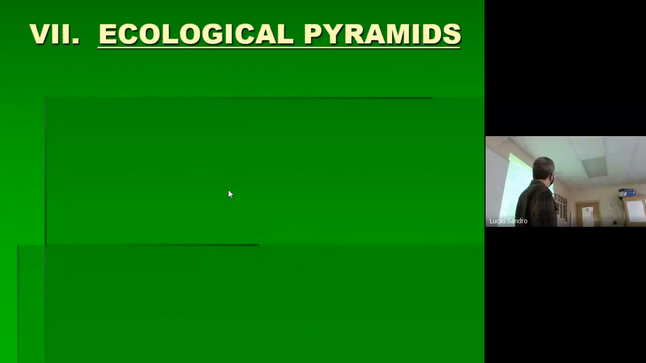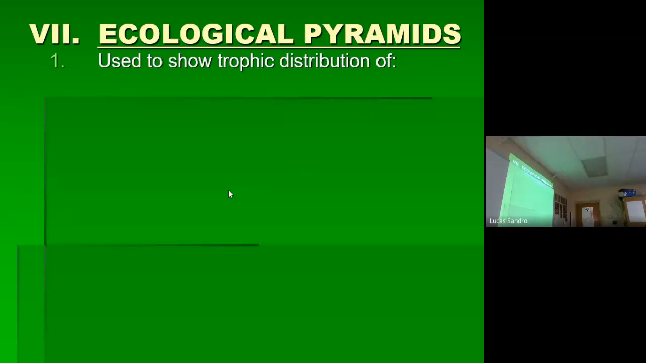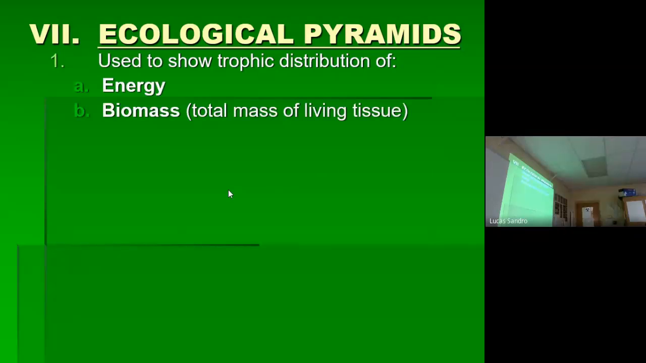So moving on, we use pyramids as a kind of visual guide to looking at the trophic distribution. When we say trophic distribution, we mean the amount of something in each trophic level: energy, biomass, which means total mass of living tissue, and numbers of organisms. So energy pyramids, biomass pyramids, and pyramids of numbers.